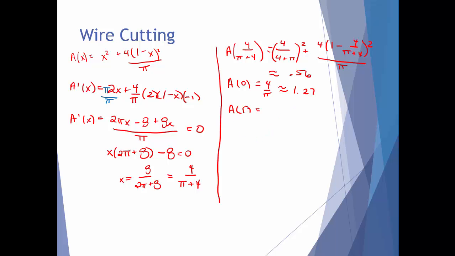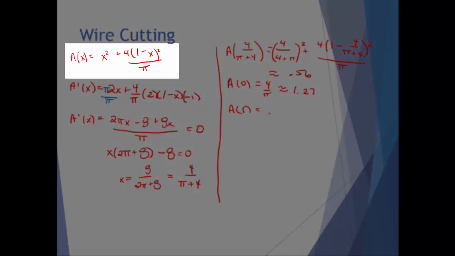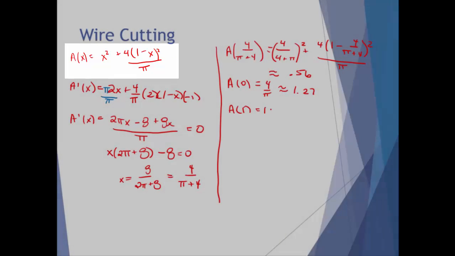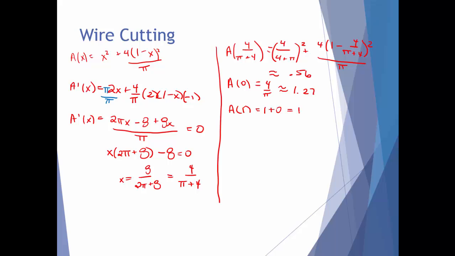And if you plug in 1, then this term will zero out, so you're going to get 1 plus 0. You're going to get exactly equal to 1. So notice in this case, your critical number did not give you the largest amount of area. A of 0 did. So what we need is x equals 0. That gives the largest area.